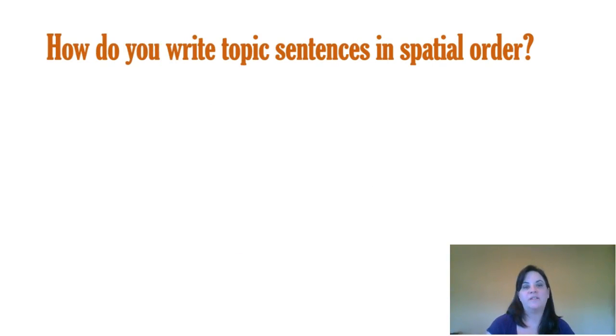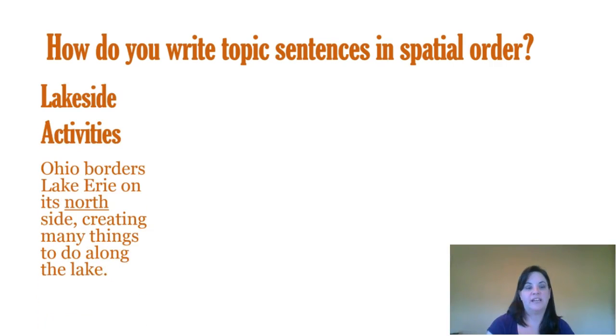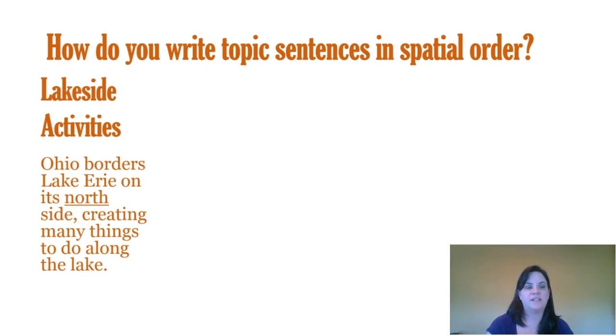So now that I've figured out how to group my ideas together and organize them from north to south to better accommodate spatial order, I just need to write some topic sentences for these body paragraphs. My first main idea, my first body paragraph is about lakeside activities. So that topic sentence might say something like this. Ohio borders Lake Erie on its north side, creating many things to do along the lake. Notice I use the transition word north to show where in the state I'm starting.